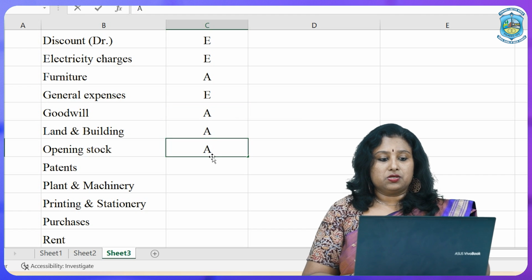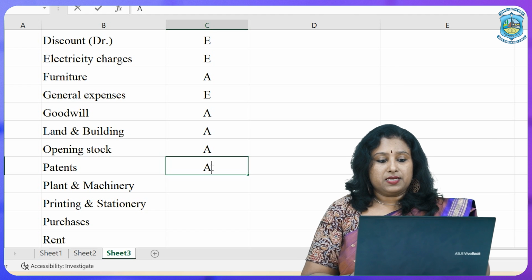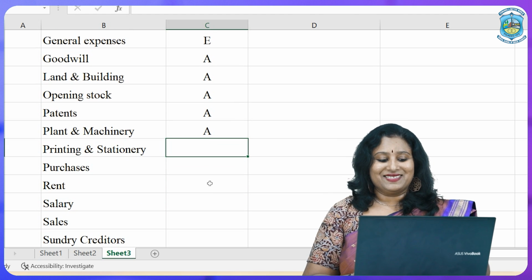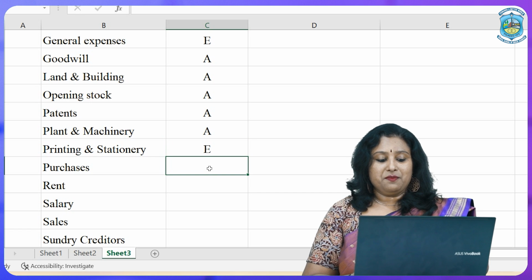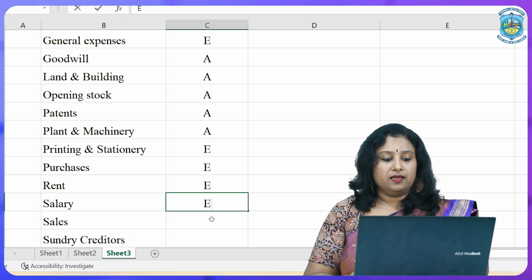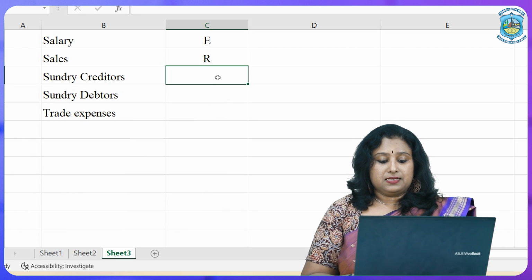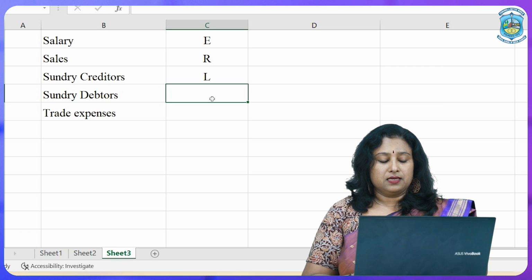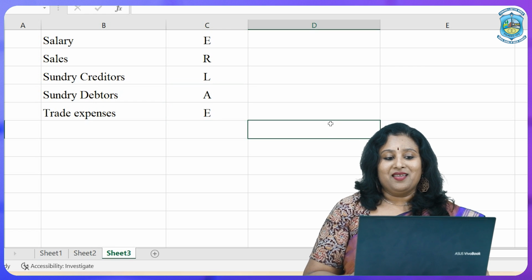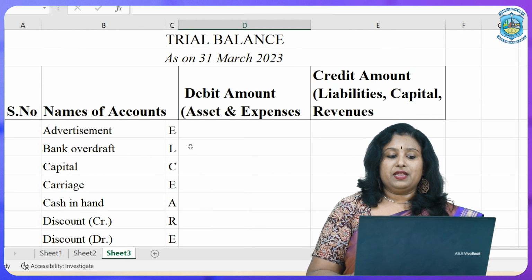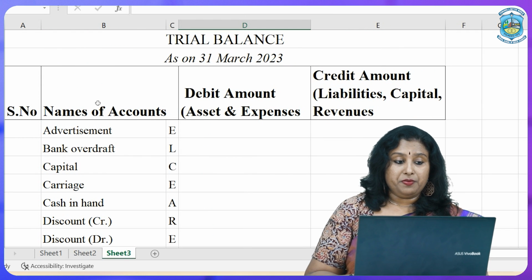Opening stock is also an asset. Patents are also asset. Plant and machinery also an asset. Printing and stationery is an expense. Similarly, purchases are also expense. Rent is also expense. Salary, sales is a revenue. All right. Creditors is a liability. Debtors are assets. And trade expenses are expenses again. Right? Sorted.